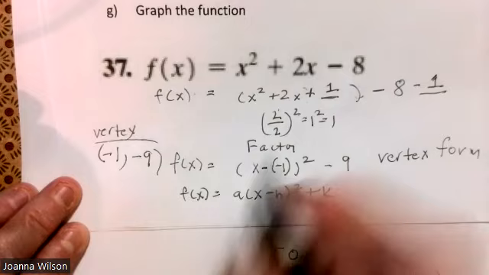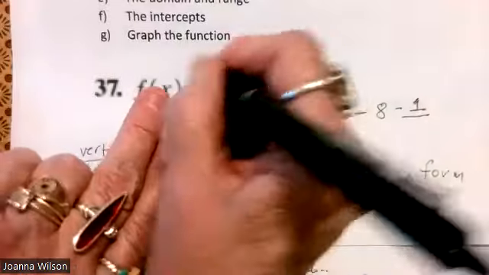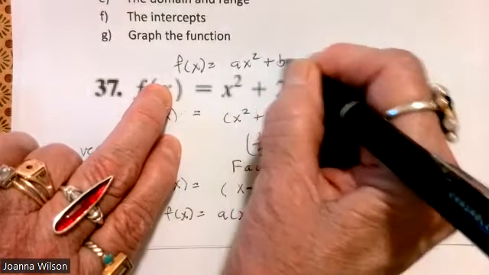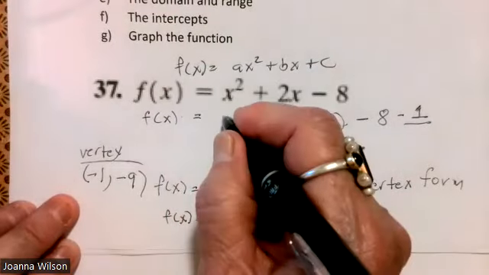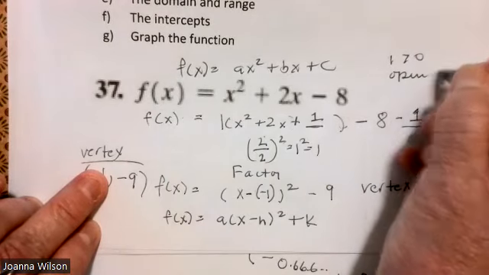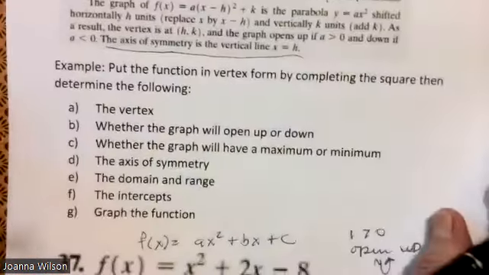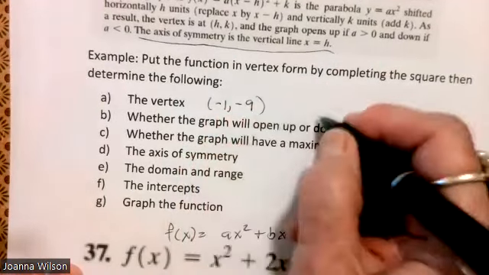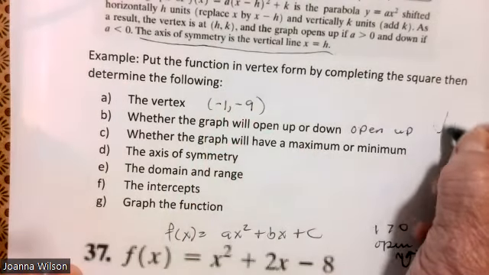And that's the vertex. Now, is this graph going to open up or down? Well, just remember, this is in the form f of x equals ax squared plus bx plus c, and the a here is just a 1. And 1 is greater than 0, so it's going to open up. That means it's going to look kind of like this. Okay, so let's go up here and answer some questions. The vertex we just got was (-1, -9). It's going to open up because the a was greater than 0.